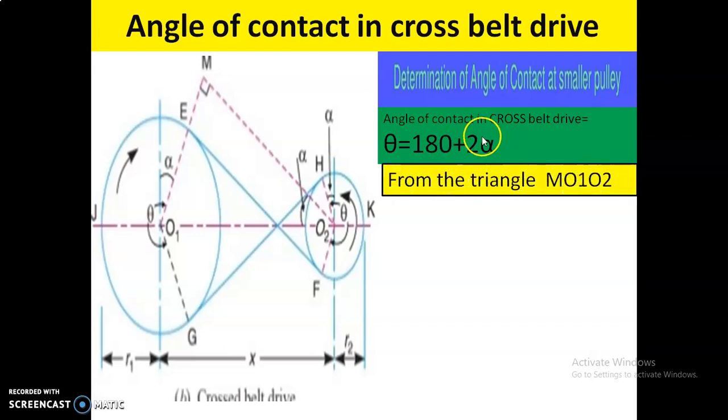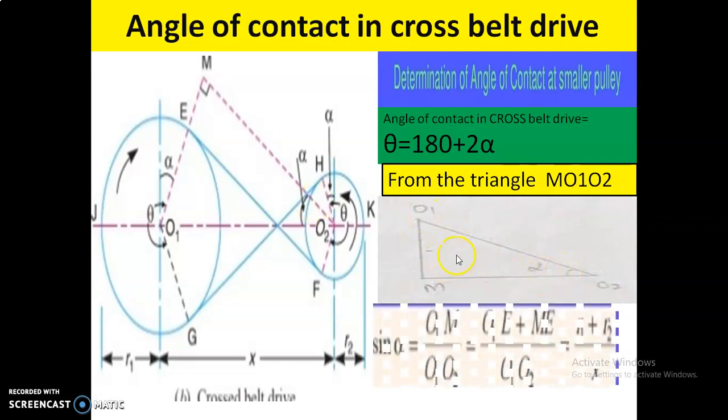How can we get the value of alpha? From the right angle triangle M O1 O2, sin alpha is equal to O1M divided by O1 O2. O1M is nothing but the summation of O1E plus ME, so O1E plus ME divided by O1 O2. O1E is nothing but R1, radius of the driver pulley. ME is nothing but R2, radius of the driven pulley. O1 O2 is nothing but the center distance between two pulleys, that is X.